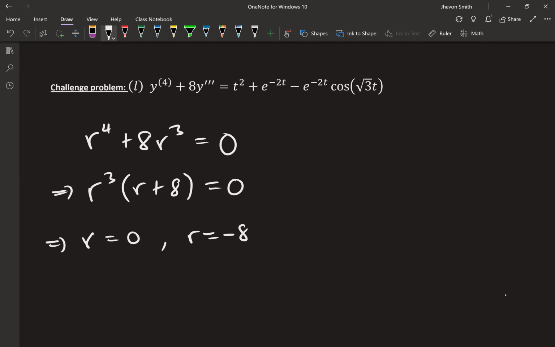Now again, remember, we want 4 solutions because this is a 4th order, which means the multiplicity is given by the power of r that we solve for. So the r equals 0 actually accounts for 3 repeated solutions, where the fourth solution is accounted for by the -8. R equals 0 is a solution with multiplicity 3, as we call it, so it accounts for 3 solutions. You kind of think of the solutions as 0, 0, 0, and -8.